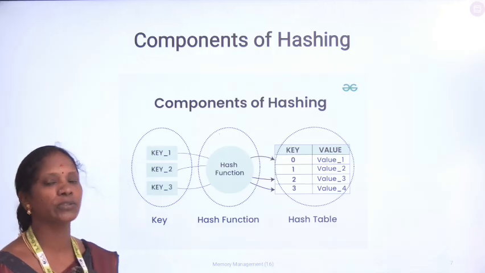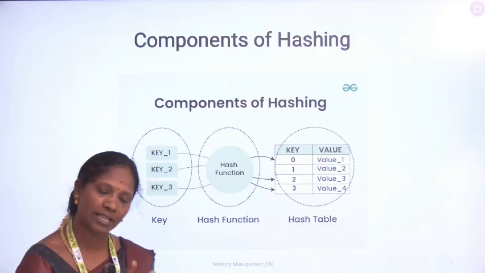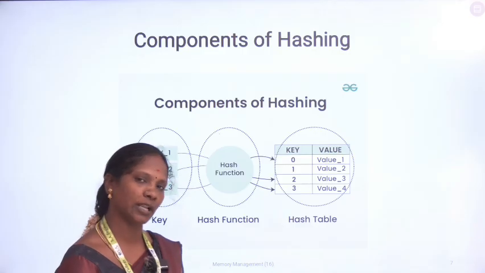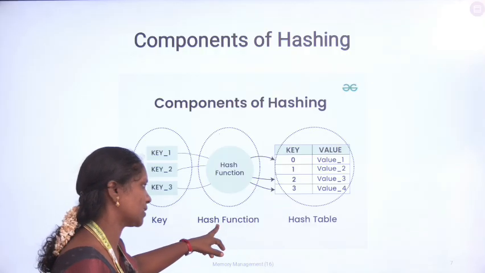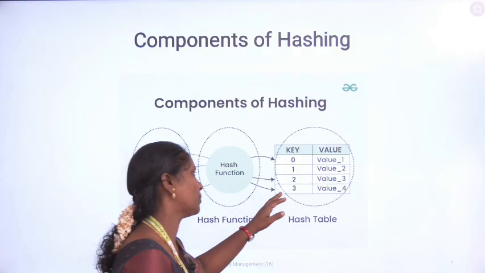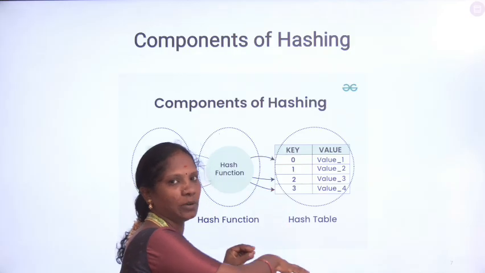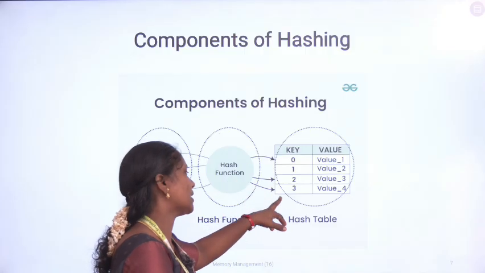Why do we use a hash function? A hash function converts any size of block of data into a fixed size of block. That's why we use a hash function here, and then it is converted into a hash table. What is a hash table? Every piece of data should be stored in the hash table and also retrieved from the hash table. That's why we use a hash table here.